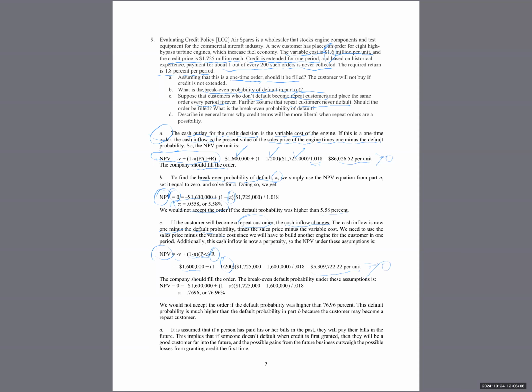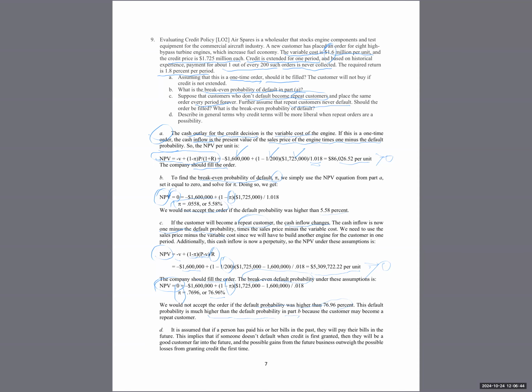The company should fill the order, and the break-even probability is similar to question B. We assume NPV equals 0 and we find pi. Solving the equation, we find pi is 76.96%. So if the default probability is higher than 76.96%, we should not accept the order. And this default probability is much higher than in part B, because the customer may become a repeat customer.